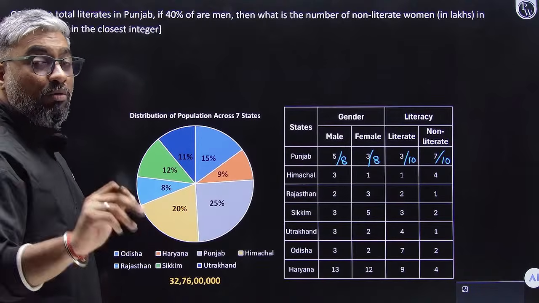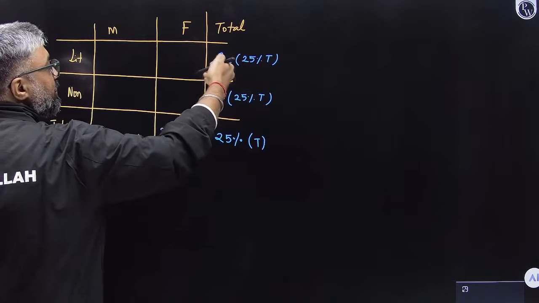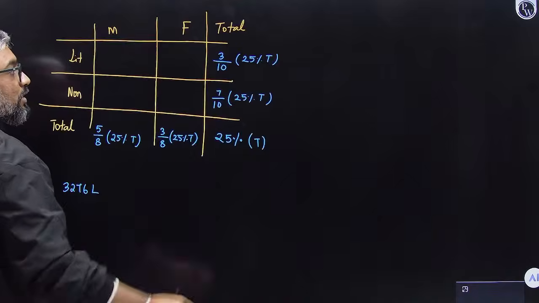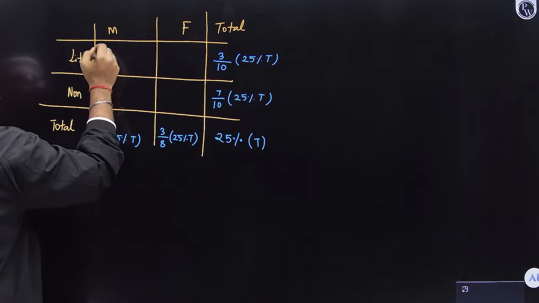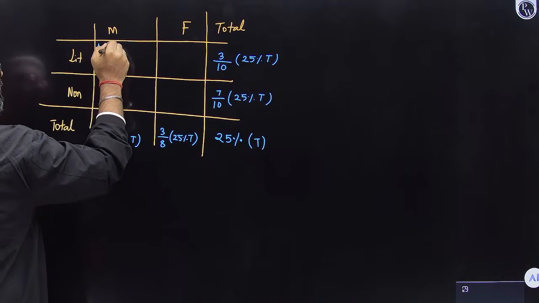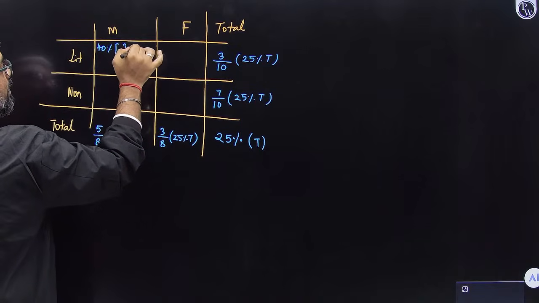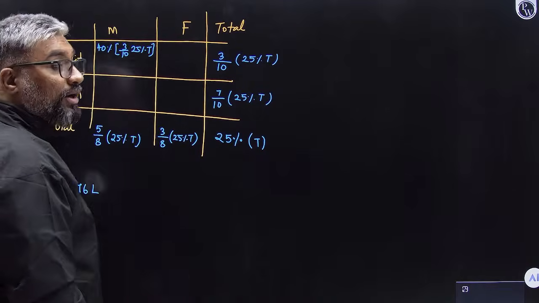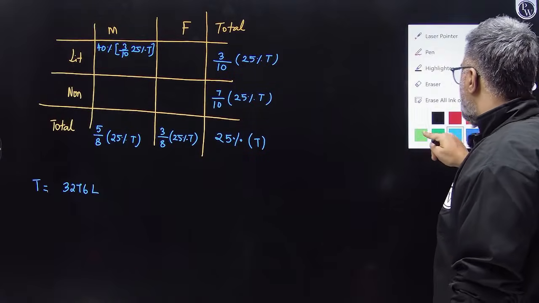Good. Now look what they're saying. Of the total literates, which is this value, 40% are men. So this value's 40% will go here. So 40% of this value, which is 3/10 of 25% of T, comes here. What are they asking from us? They are asking from us non-literate women. They want this value.